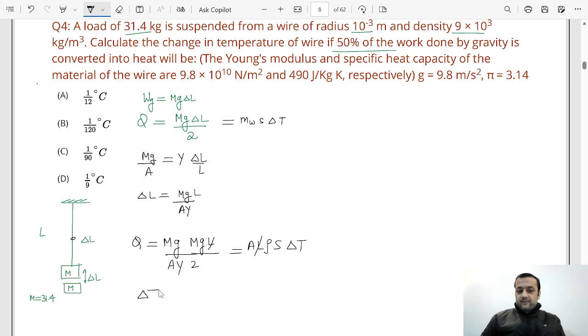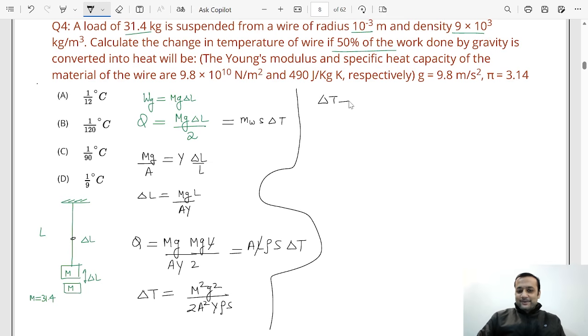So we are ready with the expression. Look, now we just have to put in the values. Delta T is what? M square g square upon A will come here. So 2, this A will come here. This will become A square into Young's modulus into density into specific heat. Now all that is left is just putting in the values and doing the boring calculations. Okay, so M is how much? 31.4 into 31.4. Gravity they have given as 9.8 into 9.8.